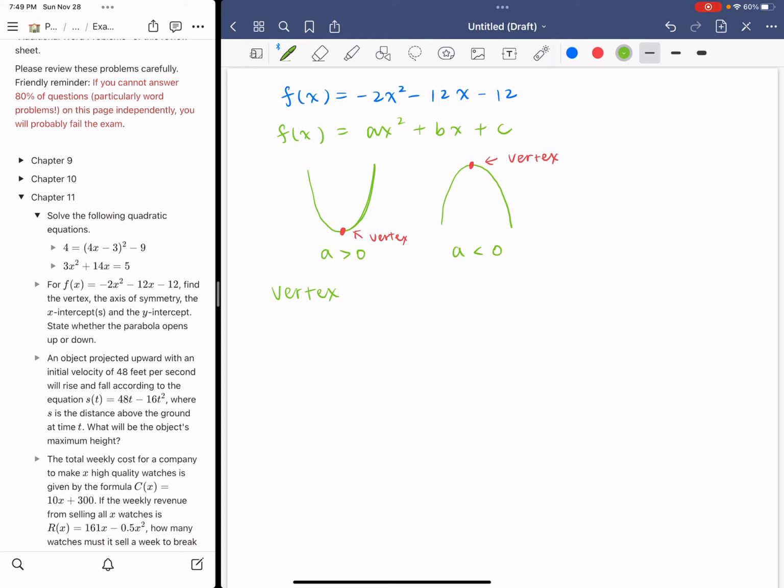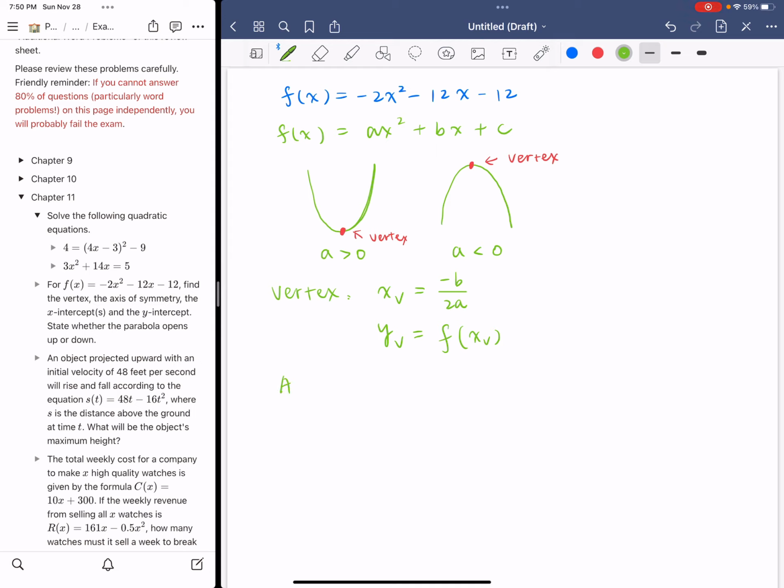In order to find out the coordinates of the vertex, we do have a formula for the x coordinate. I'm going to use x sub v to represent the x coordinate of the vertex, which is given by -b over 2a. Once you find out the x coordinate of the vertex, for the y coordinate you simply plug this x sub v into f of x. So it will be f of x sub v. That's how you calculate the y coordinate of your vertex, and once you've done that, you have the coordinates of your vertex.